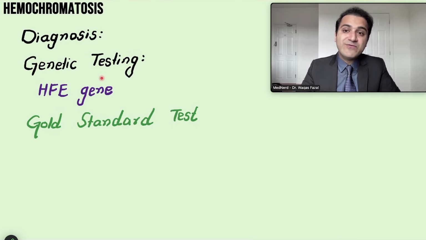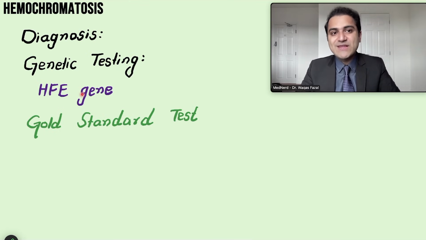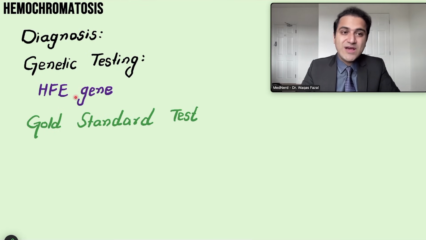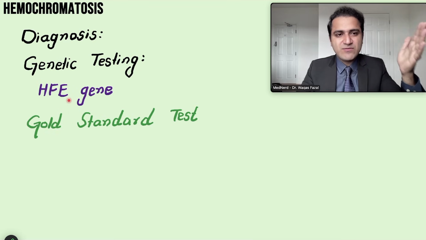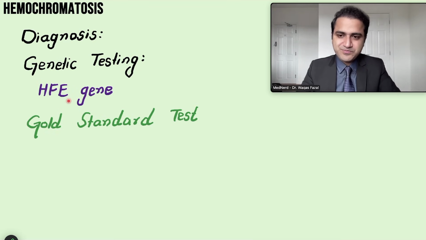Now, if you want to confirm the hemochromatosis diagnosis, the gold standard test is genetic testing. Previously, it used to be liver biopsy. Liver biopsy was done to diagnose hemochromatosis, but since we have genetic testing now, you do not need the liver biopsy. You just need to test for the HFE gene if the patient is having high ferritin, high transferrin saturation with the symptoms of hemochromatosis. You just need to confirm with genetic testing.